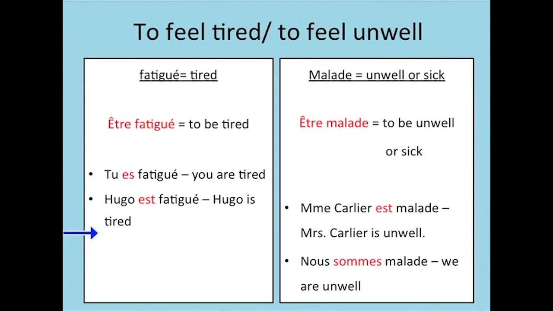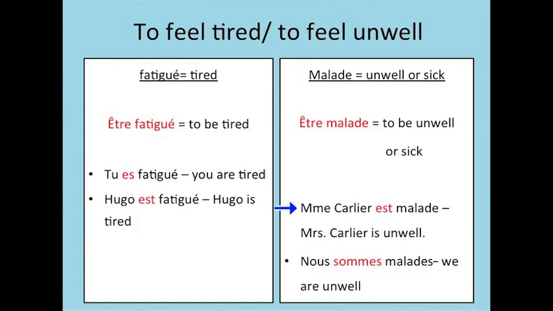Hugo est fatigué. This sentence means Hugo is tired. We also use the auxiliary verb être when indicating that we are unwell. The word for sick is malade in French. Être malade means to be unwell or sick.